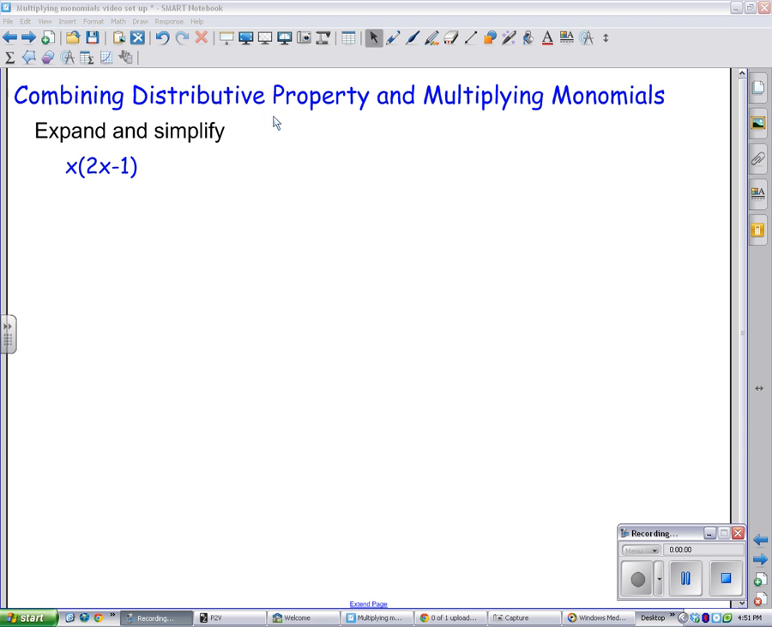If we want to combine the distributive property and multiplying monomials, then we might see something like this. I have the distributive property because I have a variable multiplying something inside the brackets, and I'm multiplying monomials because I have a variable multiplying another variable. So I'm going to get out my multiplication grid, and some x tiles as well as some constant tiles. Okay, so I've got some tiles to work with.